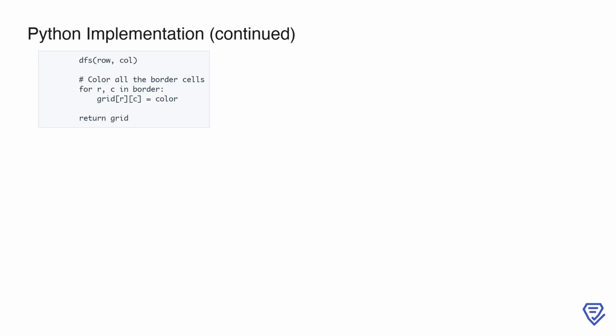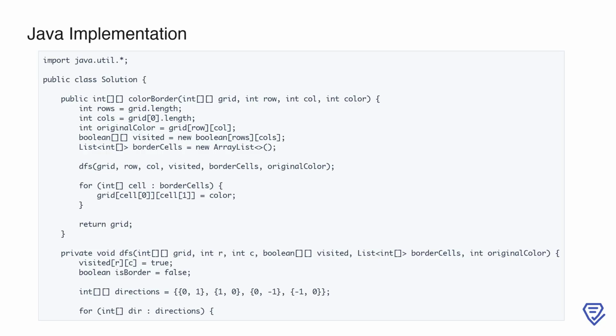After defining the DFS function, we invoke it starting from the given row and col coordinates. This initiates the depth-first traversal of the grid. Once the traversal is complete, the border list will contain all the cells that need to be recolored. We then iterate over each cell in the border list and update its value in the grid to the specified color. Finally, we return the updated grid as the result. This implementation ensures that only the border cells of the connected component are recolored, while the rest of the grid remains unchanged. Here, we start implementing the solution in Java.